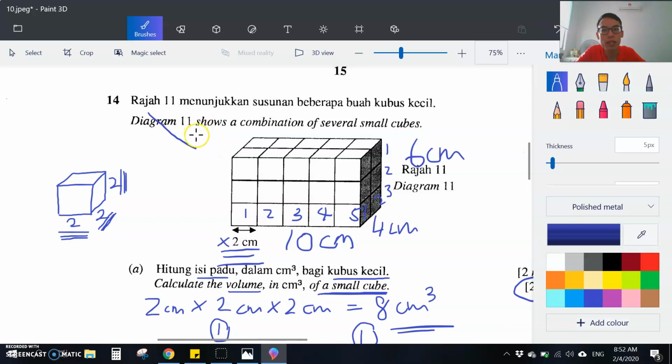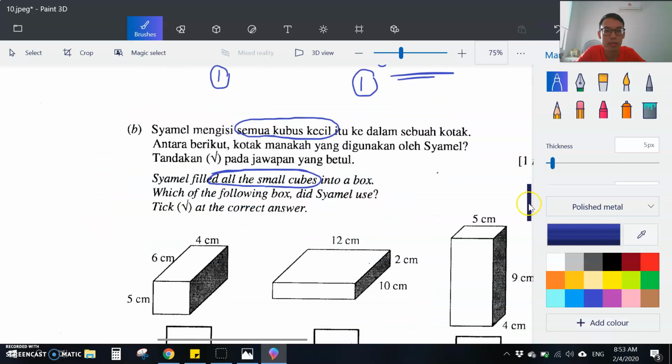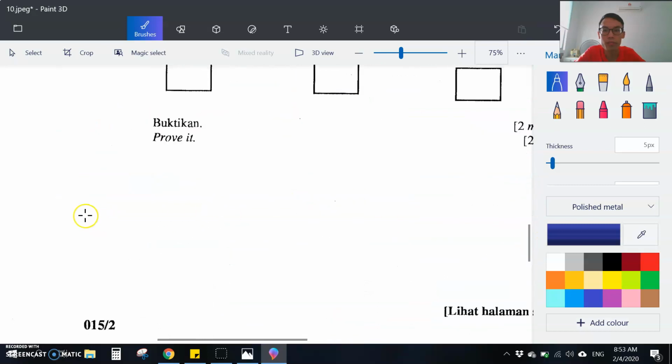Okay, so to find out the volume of this whole diagram, you take the length, panjang, times the width, lebar, times the height, tinggi. So 10 times 4 times 6. So 10 times 4 is 40. 40 times 6 is 240.